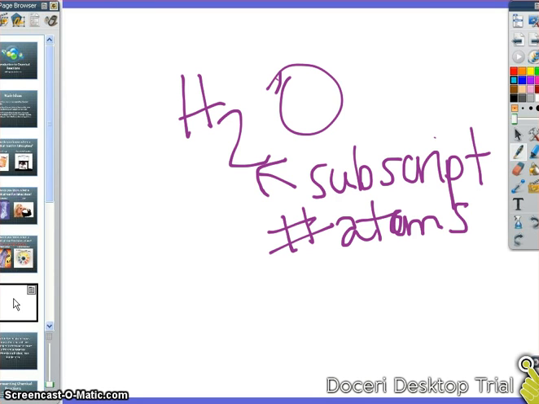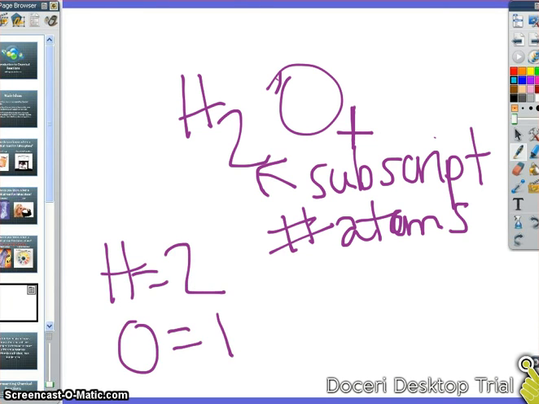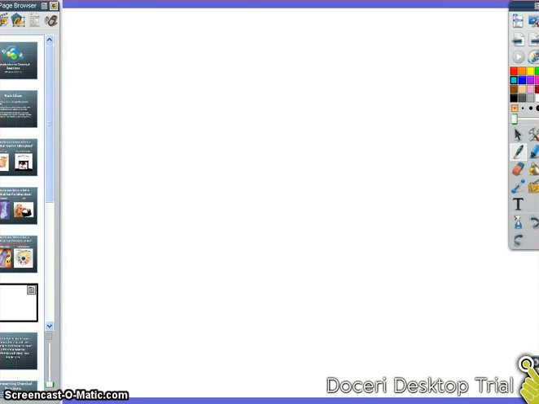Okay, so we see here there is no number. That means there's an understood 1. Okay, so this is saying that we are going to use 2 hydrogens and 1 oxygen for every water molecule that we want to make. Okay, so let's try some more examples.